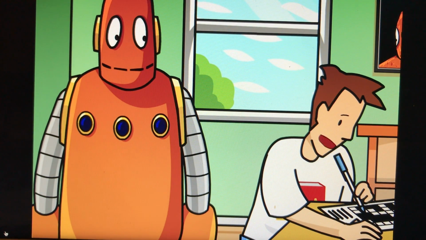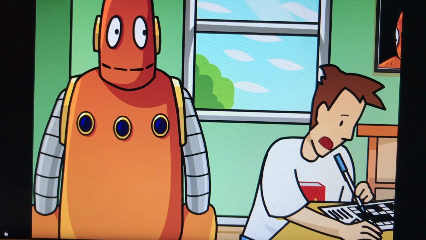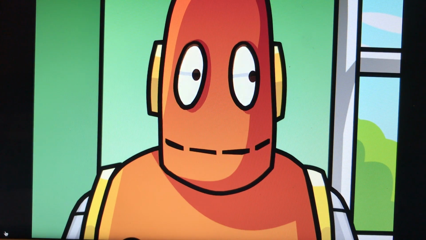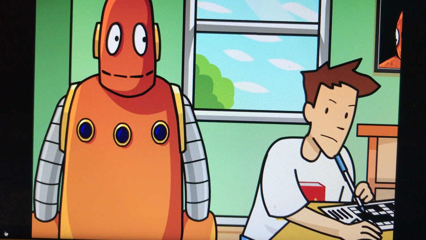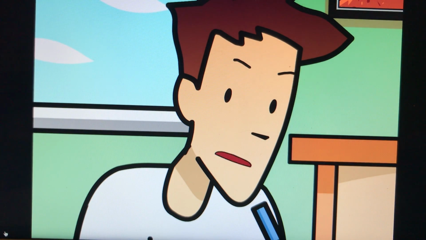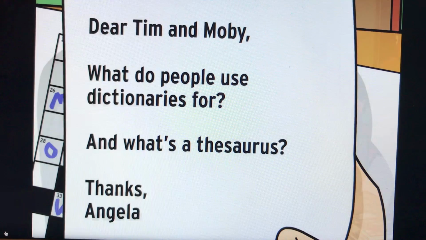What's a 7-letter word for trip? Okay, do you know a 9-letter word for height? An 8-letter word for fight? How about a 4-letter word for an orange robot who doesn't know very much? Dear Tim and Moby, what do people use dictionaries for, and what's a thesaurus? Thanks, Angela.